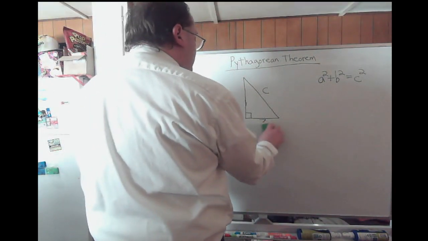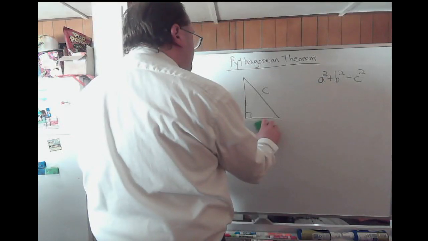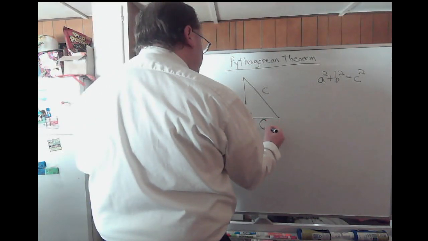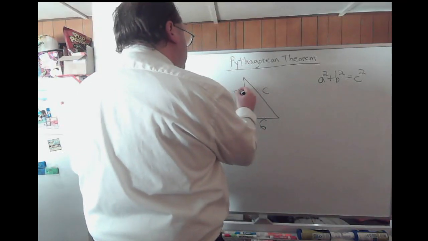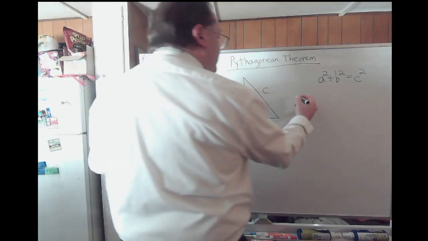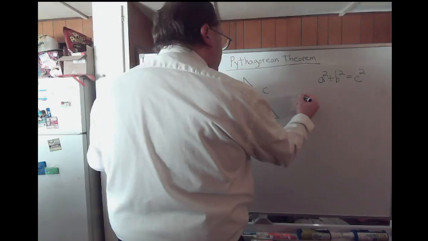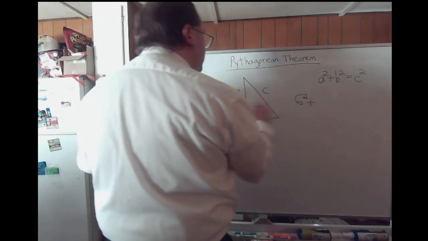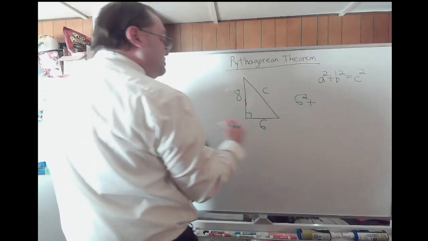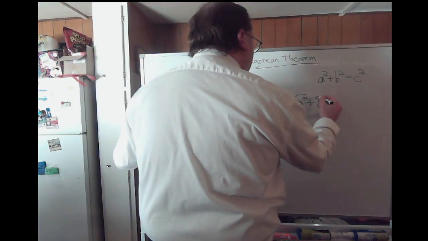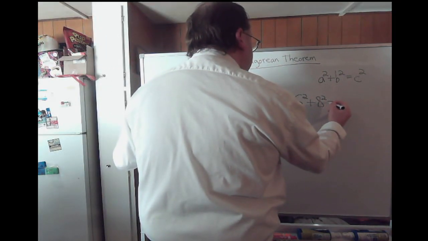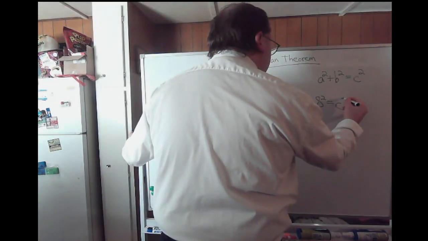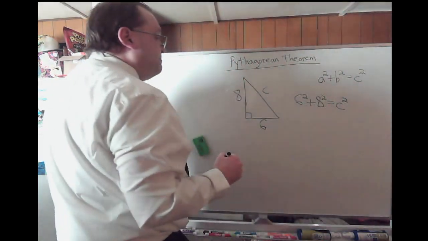Let's do another one here. Let's do 6 and 8. We'll let A equal 6. So A is 6, so that's 6 squared. Plus, we'll let B equal 8. So that would be plus 8 squared is equal to C squared. We don't know C. That's the length of the hypotenuse. That's equal to C squared.